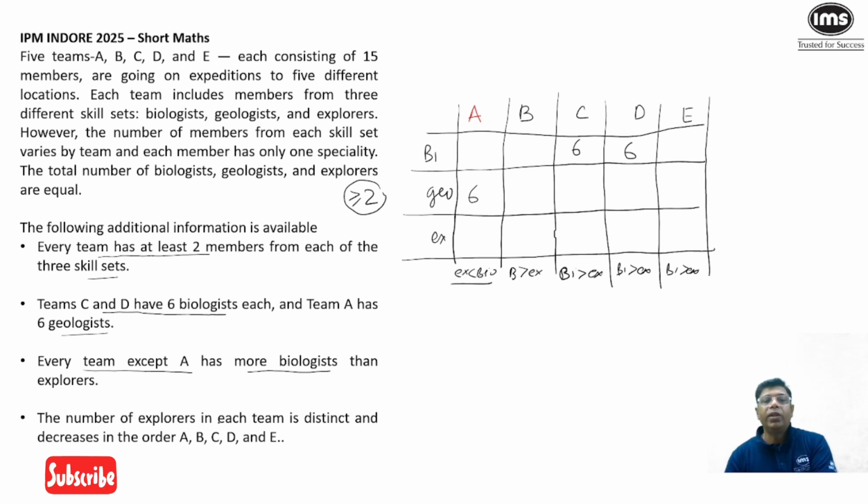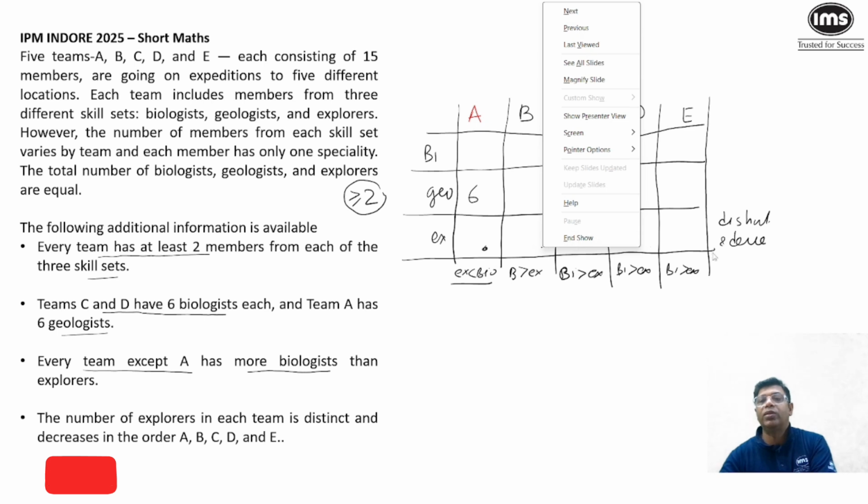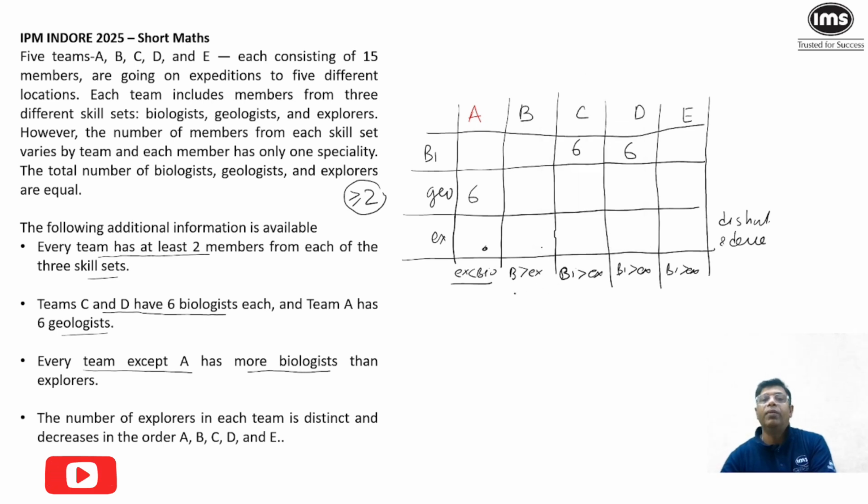And the number of explorers in each team is distinct and decreases in order A, B, C, D, and E. So I think this number is distinct and decreasing. It means this is the highest possible value, then the next lowest, lowest, lowest. So that is how we have to put the values. Great. And the total sum has to be 25, 25, and 25.